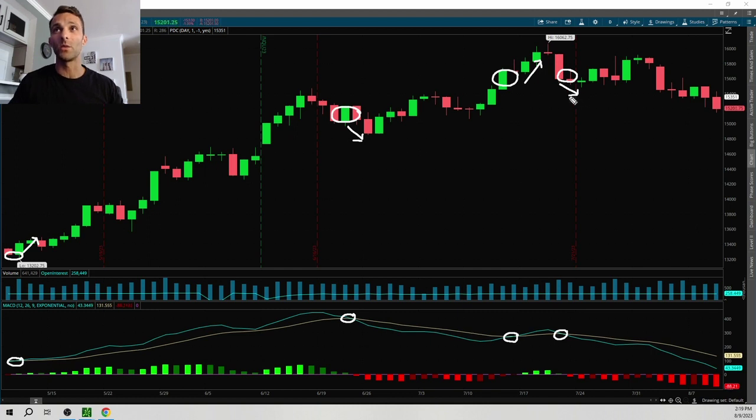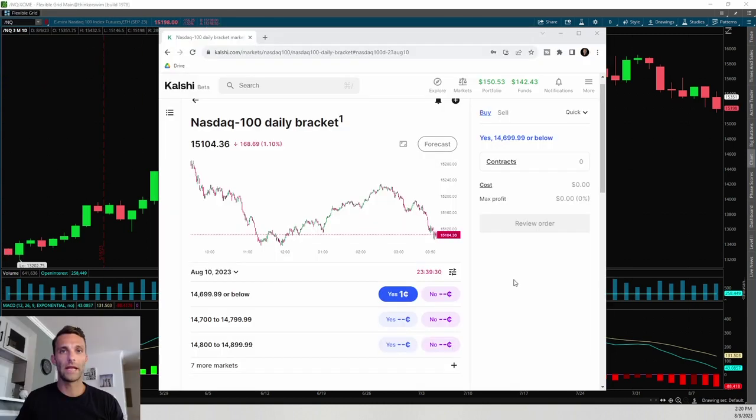But as you can see, this one was not as big and didn't work as well. And that one is a great example showing that nothing works 100% of the time. It's all about the probabilities. Now let's structure the trades.